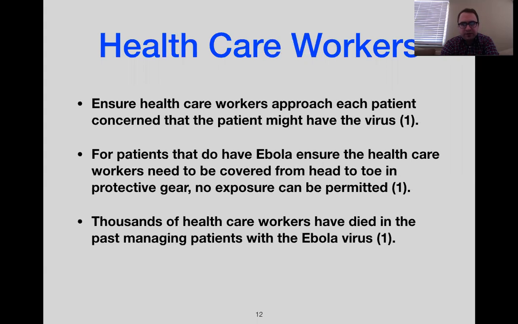Thousands of healthcare workers have died in the past managing these patients, and the bodily fluids are very contagious and can transmit very quickly. So it is vital that all healthcare workers managing these patients are covered from head to toe, and that needs to be enforced because that will be problematic for the healthcare worker if they are not covered.